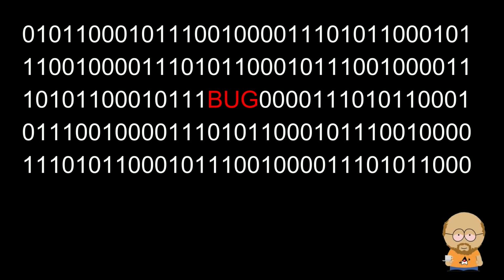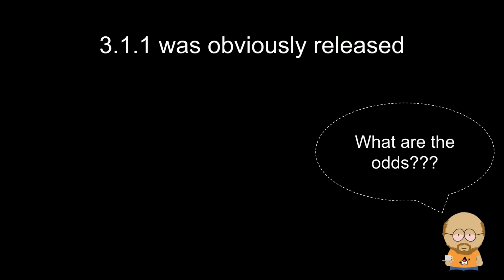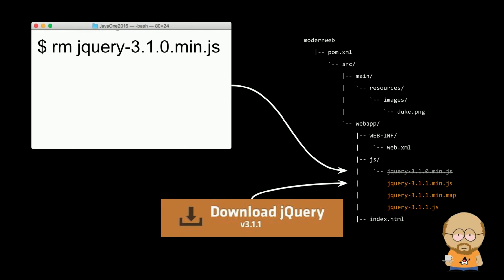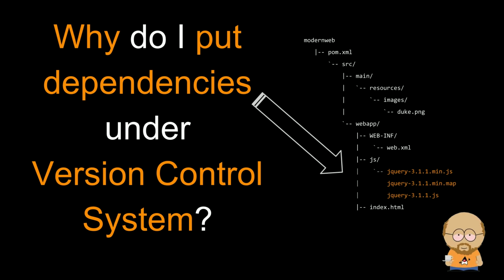But then I realize that there is some bug, and I forgot to download the minimized files and the map files, so it's a bit hard to debug the error. So I head over to jQuery once more. But what are the odds? Obviously a new release was released, so I need to remove the old one and download all three once more. So that's the process. Actually, I think it smells quite funny to do this, because why do we suddenly put our dependencies under version control system?